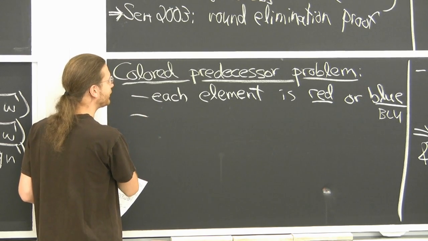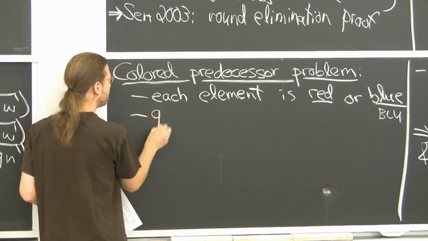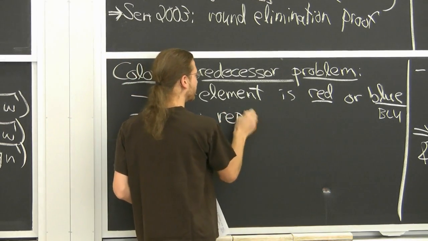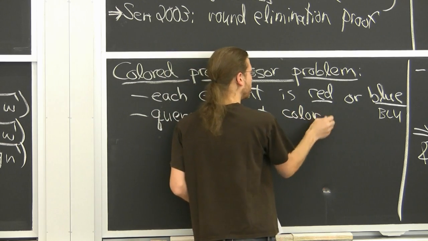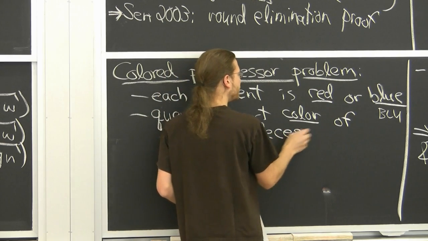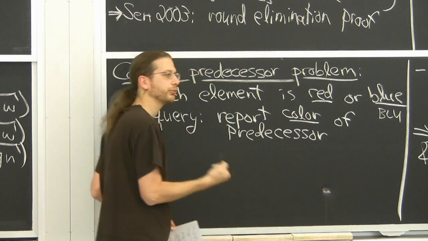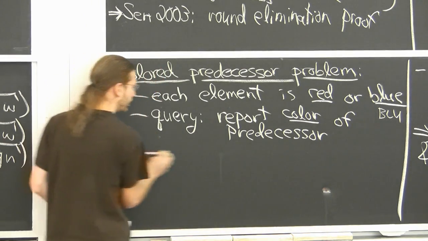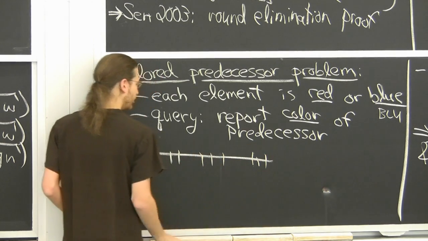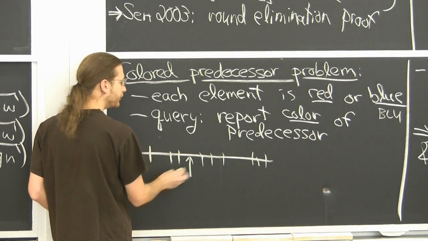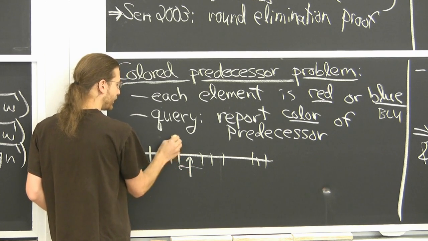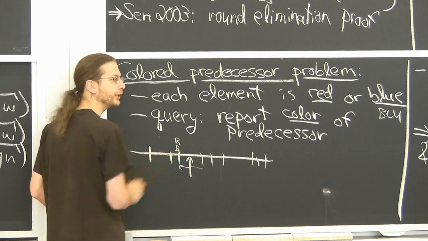So now a query just reports the color of the predecessor. You don't need to report the key value, just whether it is red or blue. So again, you've got your universe, some of the items are present, and your query is an arbitrary universe element, and you want a predecessor, go this way, and this one is either red or blue, and you just want to report which one it is.